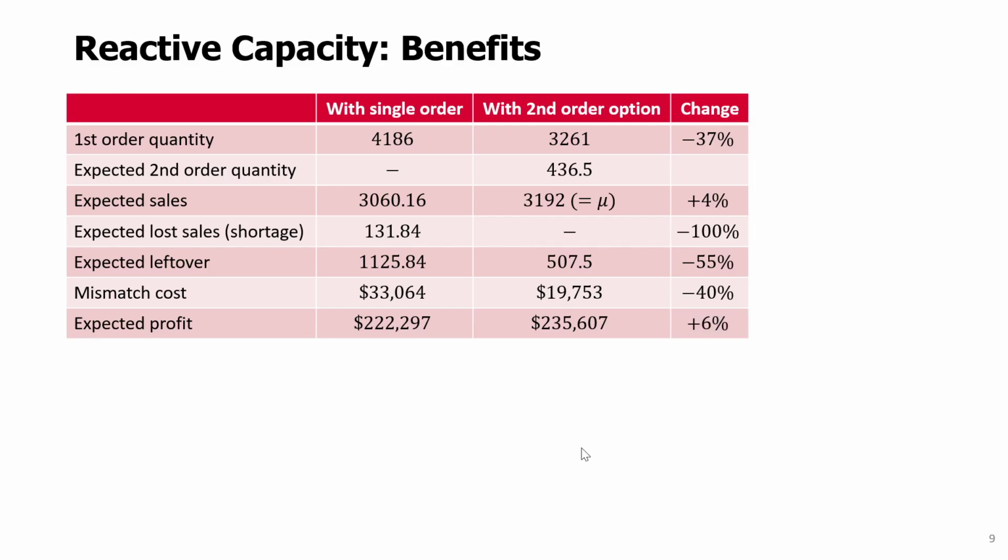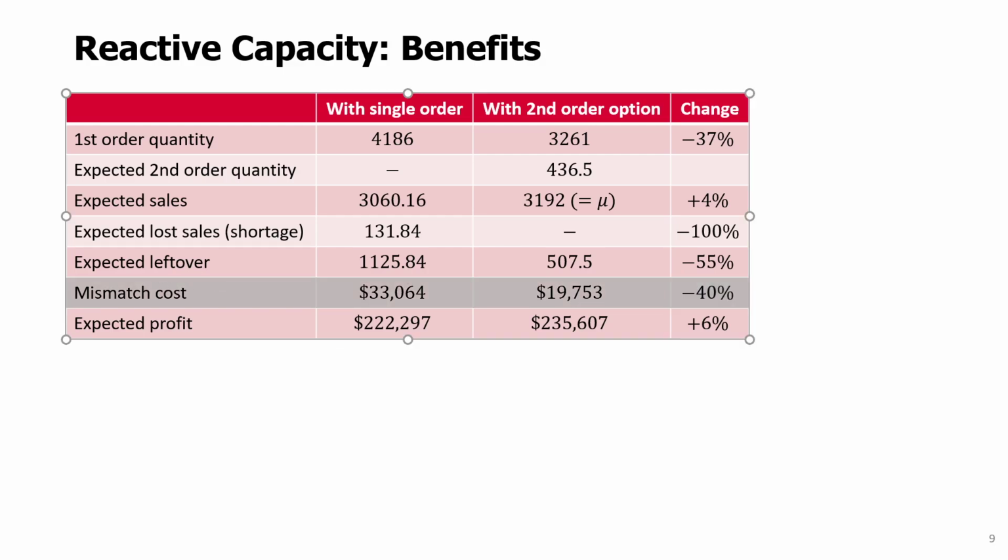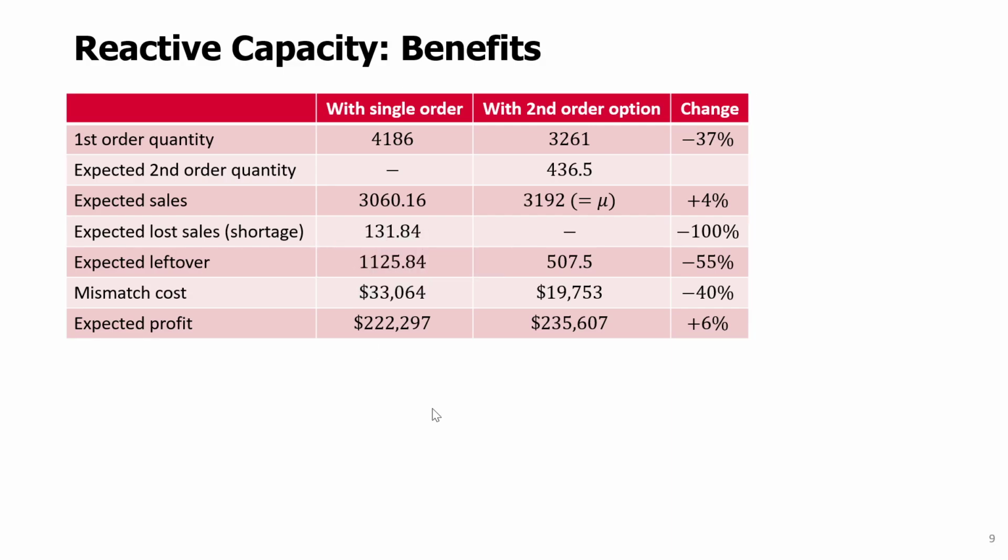So as you can see, reactive capacity can provide benefit even if we pay a premium on the second order opportunity, or we could have a third or fourth order opportunity, right? Even if it is more expensive to deliver this order at an accelerated time with a shorter lead time, still it can provide us with a significant increase in expected profits, or it can reduce a lot the mismatch costs that we experience.